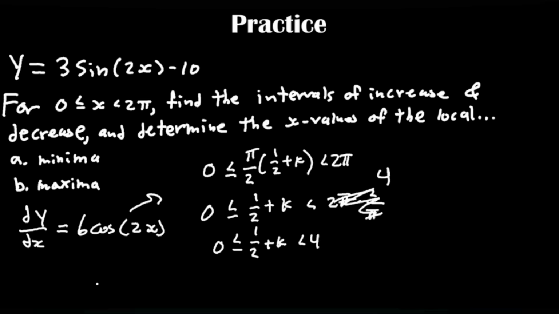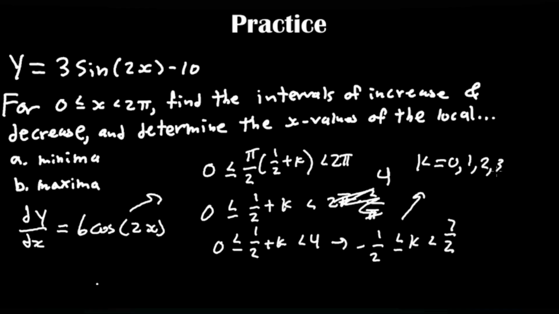If we subtract 1/2 from both sides, we'll get negative 1/2 is less than or equal to k, which is less than 4 minus a half, which is just 7/2. And notice k has to be an integer, and we only want integers that satisfy this. So the integers that satisfy us are k equals 0, 1, 2, and 3. If we plug in k equals 4, it's definitely greater than negative 1/2, but it is not less than 7/2.